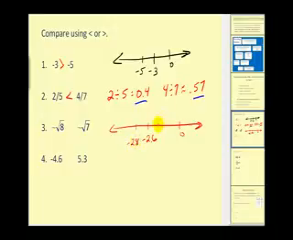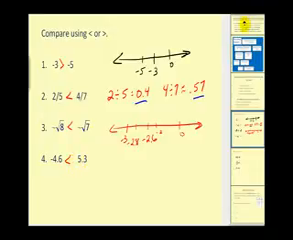Again, we know that because negative 2 might be here and negative 3 might be here. Negative 2.8 is closer to negative 3. Therefore, negative 2.6 is larger, and this came from negative square root 7, so we can state that negative square root 8 is less than negative square root 7. And lastly, this one's pretty straightforward. A positive number is always larger than a negative number, so we know that negative 4.6 is less than 5.3.